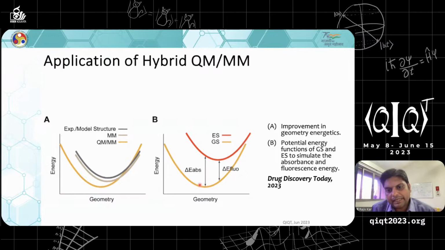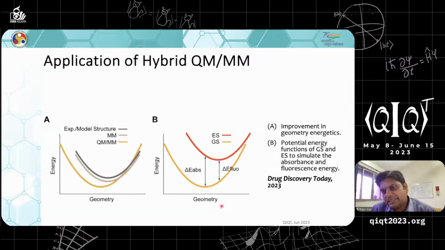Here also the importance lies, because we can account not only for the ground state but also the excited state, and then the difference between the minima to the next excited level, and coming back, we can actually calculate the absorbance or the fluorescence behavior.